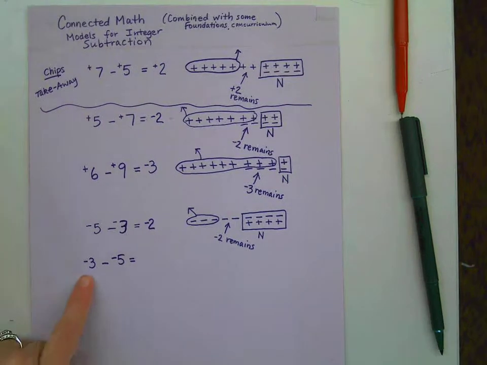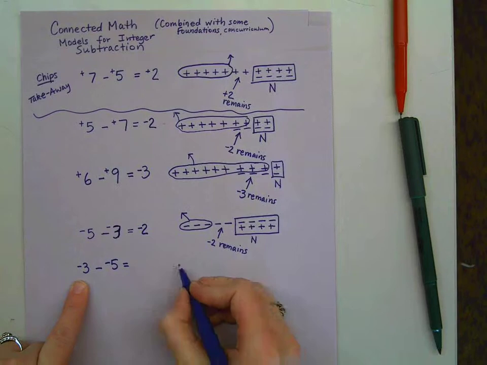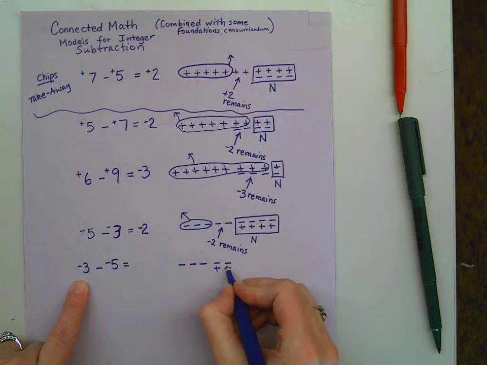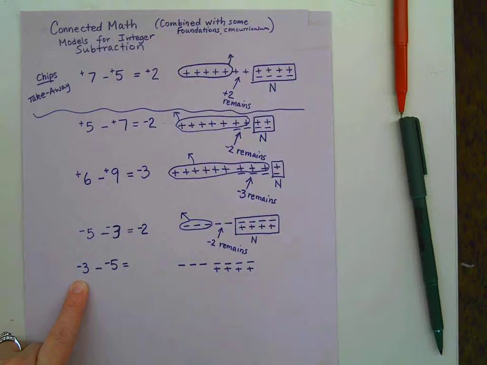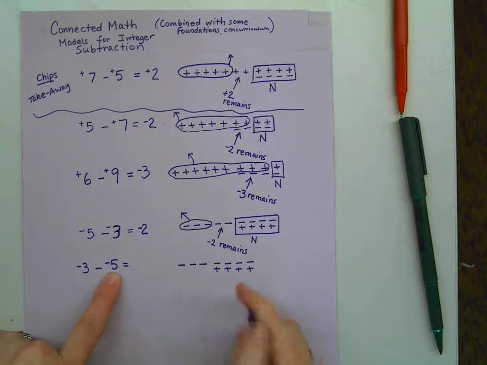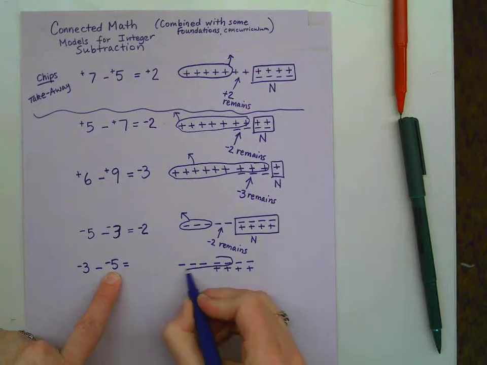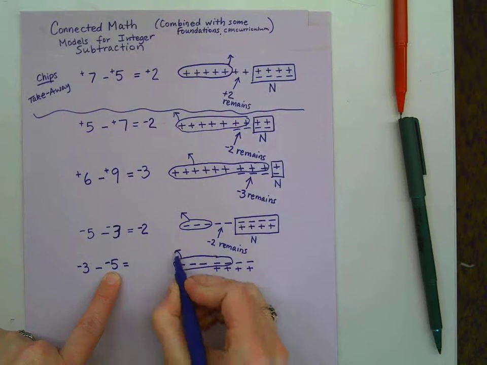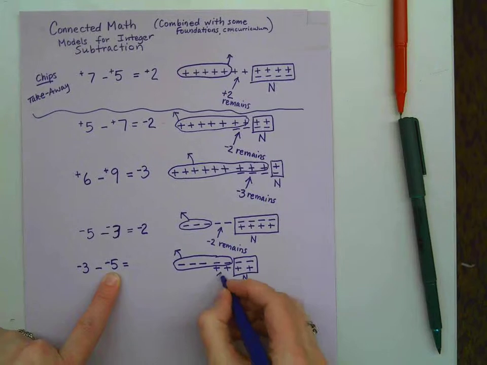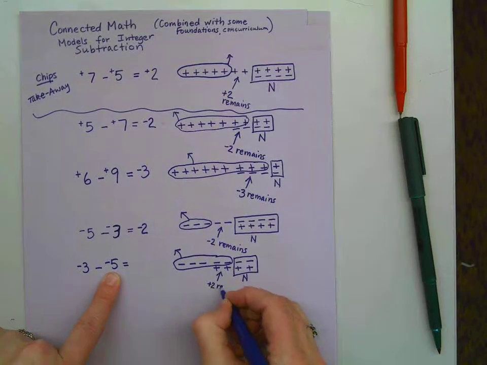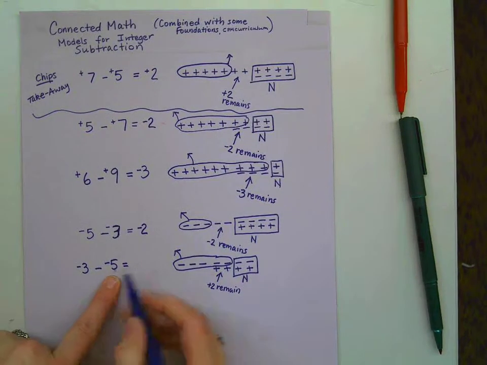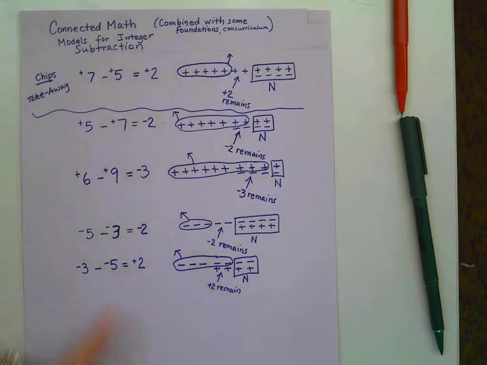So this time I'm starting with what I took away last time. So I'm starting with 3 negatives, and I'll put in some neutrals. This time from my collection of -3, I'm going to take away 5 negatives. Identify my neutrals, and look at what remains. So a -3 minus a -5 leaves us with +2.